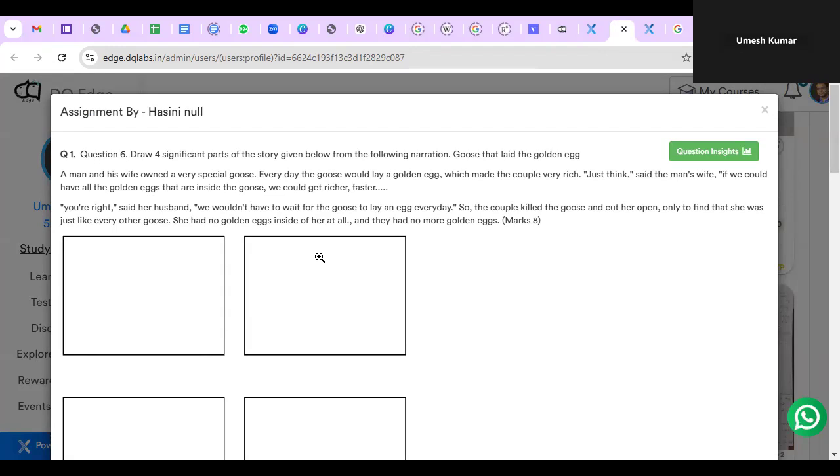A man and his wife owned a very special goose. Every day the goose would lay a golden egg, which made the couple very rich. Just think, said the man's wife, if we could have all the golden eggs that are inside the goose, we could get richer faster. You are right, said her husband. We wouldn't have to wait for the goose to lay an egg every day. So the couple killed the goose and cut her open, only to find she was just like every other goose. She had no golden eggs inside of her at all, and they had no more golden eggs.